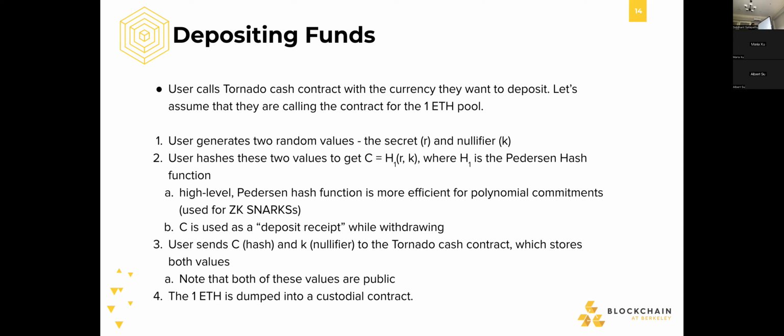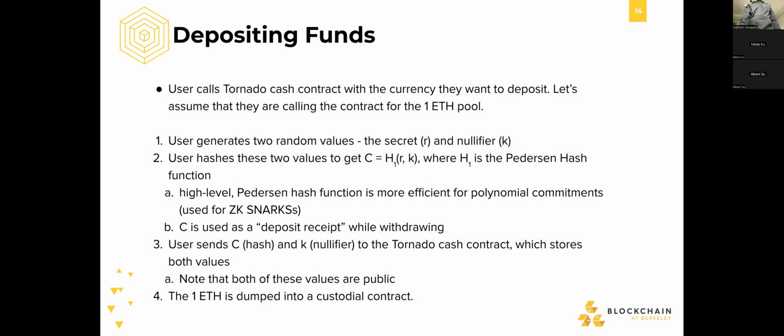So now the depositor has R and K, the actual values, and they have C because it's just a hash of R and K, right? So they can compute this at any time. Now, the contract would have C, and it also has the hash of K. And they'll have the one ETH that the depositor sent. Okay, so this is what happens while depositing.